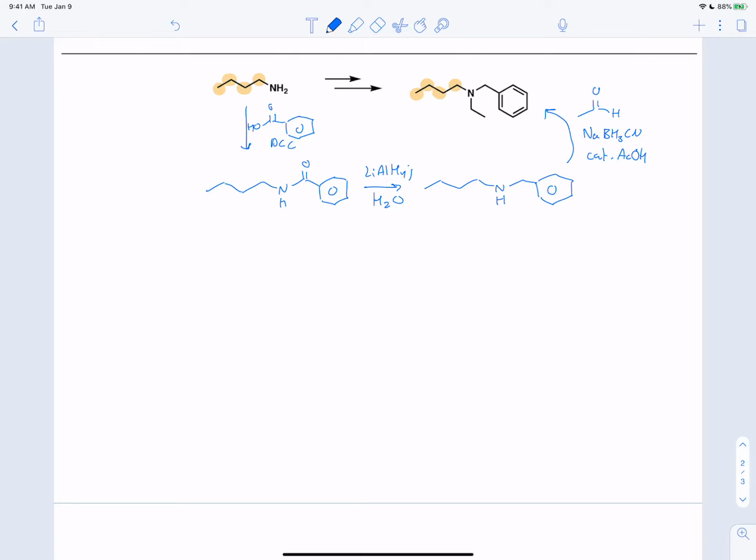Again, you could have actually done this all in one step just using reductive amination by using benzaldehyde and sodium cyanoborohydride. But this is just to reinforce that there's more than one way to do many of these different problems.